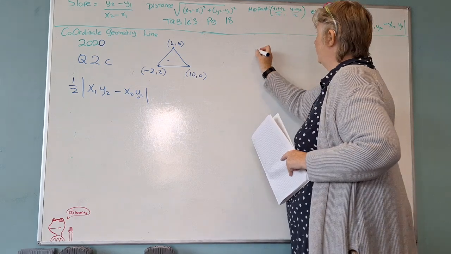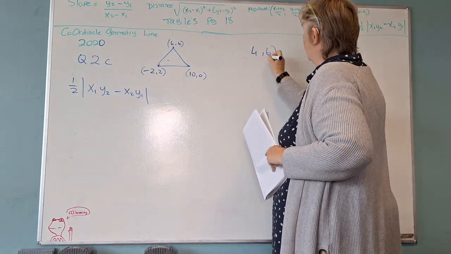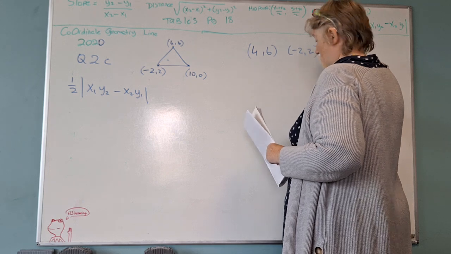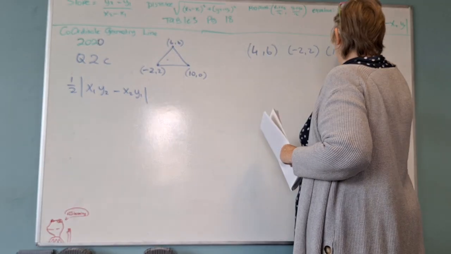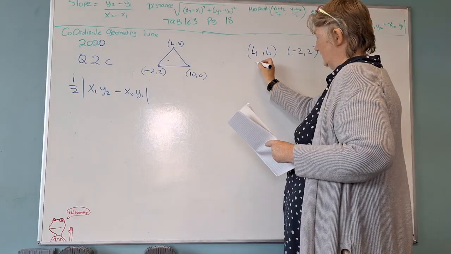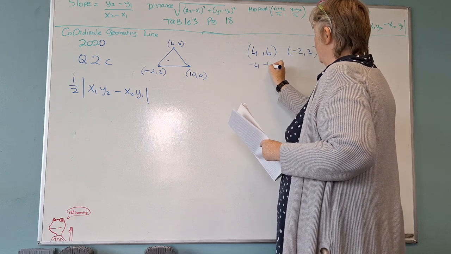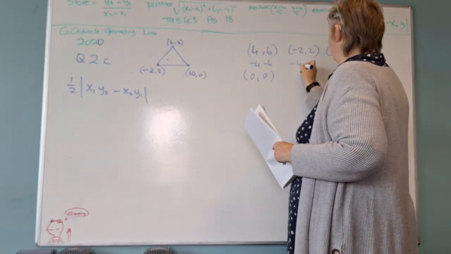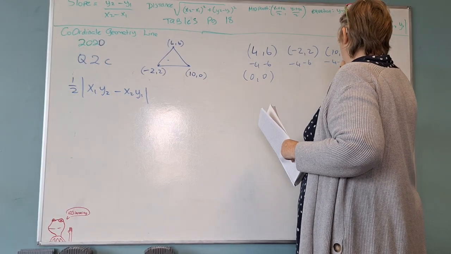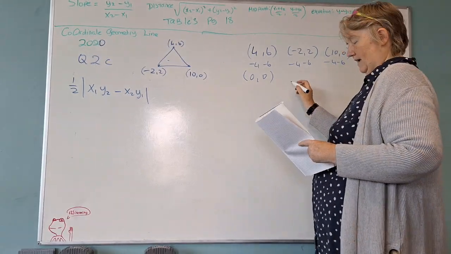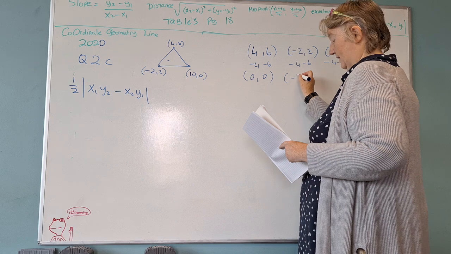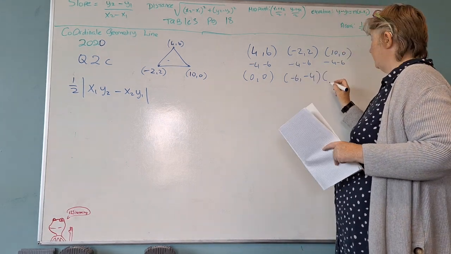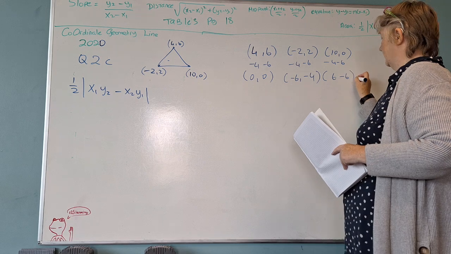So we have A, we have B, and we have C. I'm going to move this to 0, 0. Whatever you do to one, you have to do to them all. So B becomes minus 6, minus 4, and C becomes 6, minus 6.